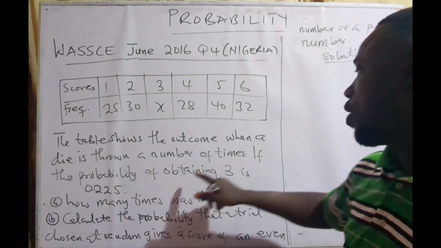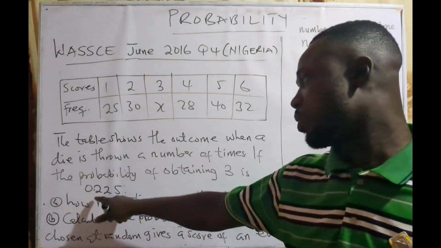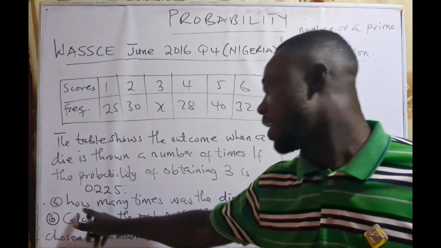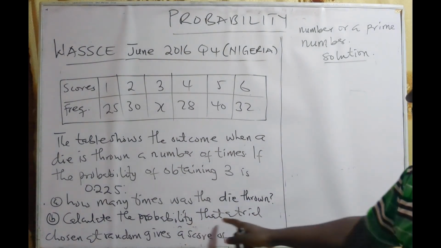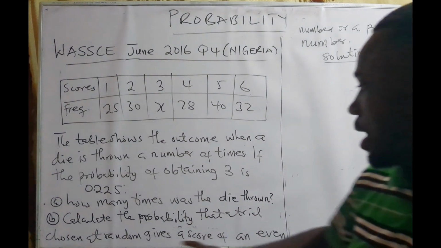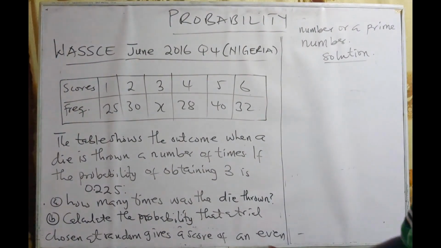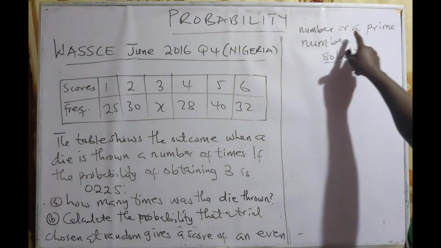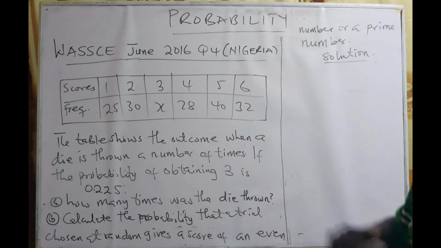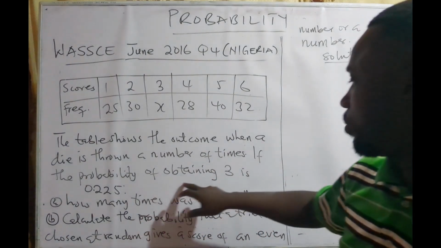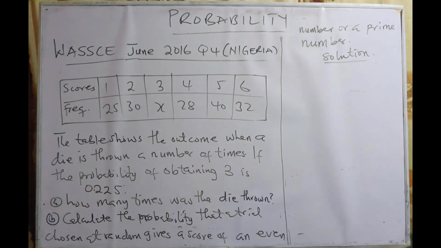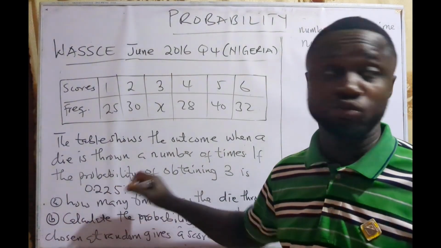If the probability of obtaining 3 is 0.225, A, how many times was the die thrown? And then B, calculate the probability that a trial chosen at random gives a score of an even number or a prime number. Okay, so let's look at the A. All right, we are given the probability of what? Obtaining 3. And the probability of obtaining 3 is 0.225.